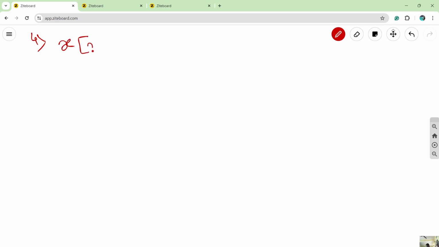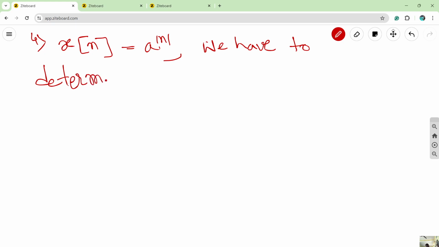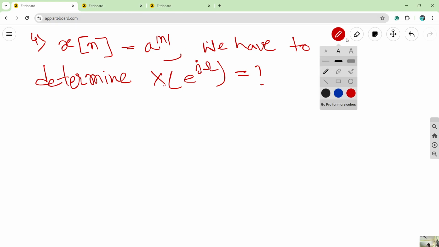So we are given a sequence x of n equal to a to the power mod n, and from this we have to determine X of e to the j omega. What is it?